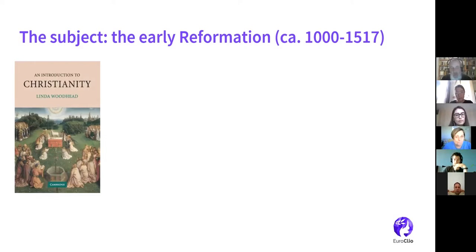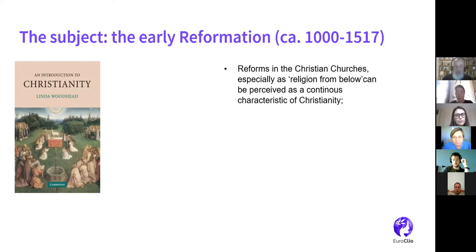Now, one thing that her work stresses is that there is always what she calls a religion from below. Her main argument is that reforms in the Christian churches all over the world can be perceived as a continuous characteristic of Christianity. Her main argument is that there has never been a unified church. In every epoch of Christian history, there was always an institutional power that tried to tell the other people, the normal Christians, if you will, what to believe, what to think, but they were never successful.